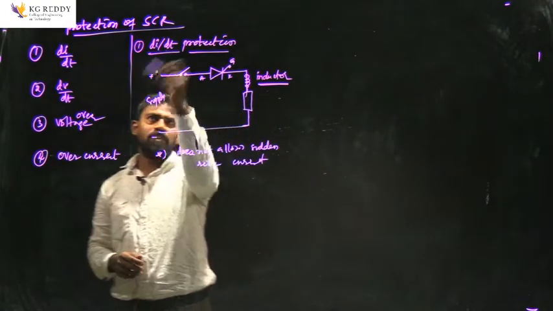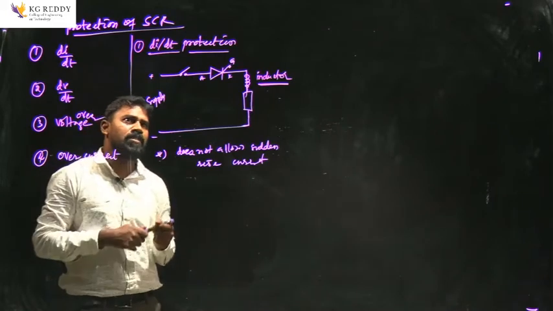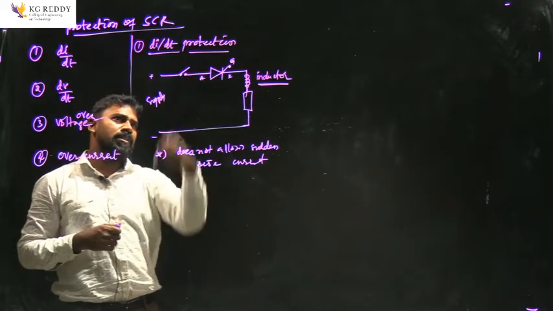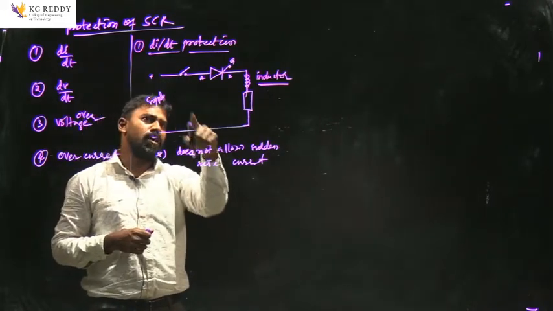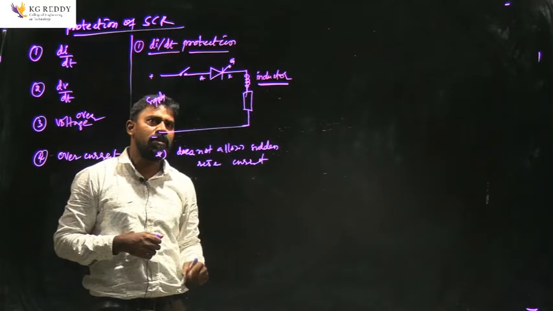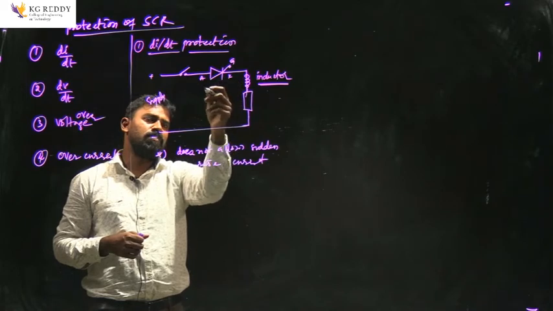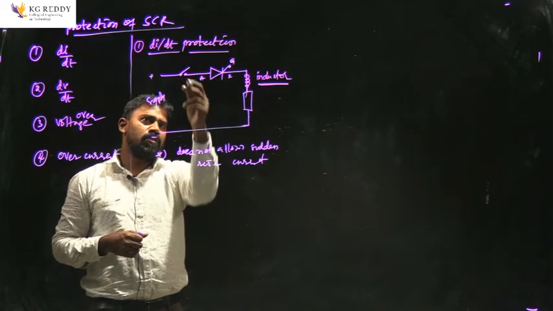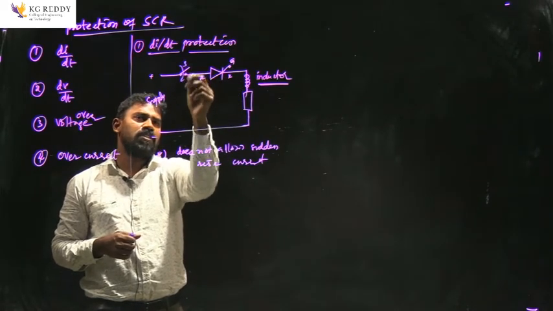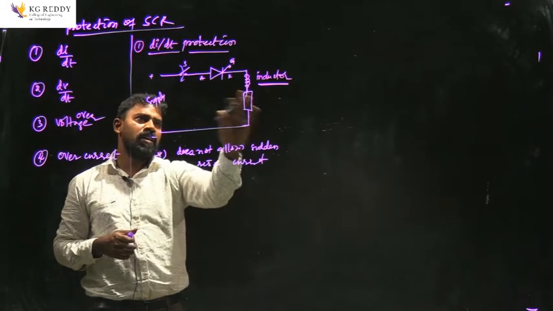The first one is di/dt protection. For that case I am going to take one circuit diagram. This is the SCR, silicon controlled rectifier. These are the three terminals: anode, cathode and gate. Here I am using one switch. And this is the load.